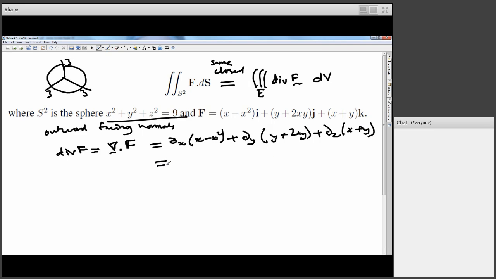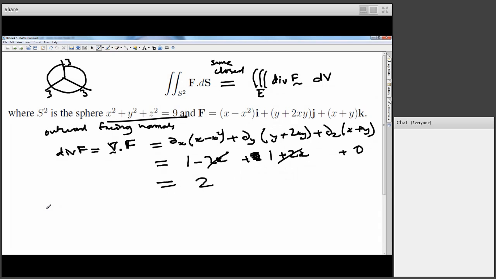And like often happens, things simplify. So you're getting 1 minus 2x, 1 plus 2x, and plus 0. Lots of things cancel out. And you're left with 1 plus 1 gives you 2. So the divergence in this case simplifies down to a very nice simple number even.